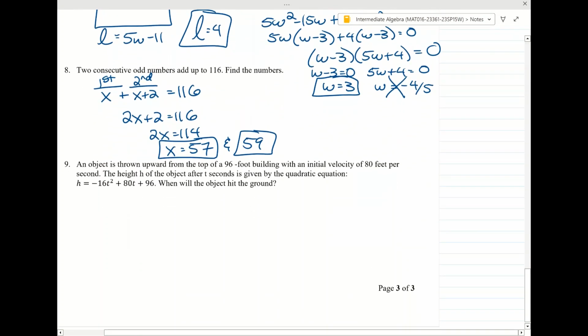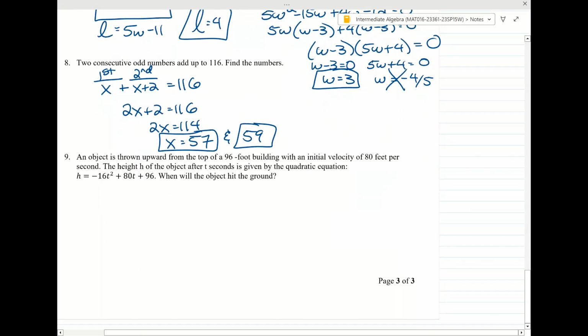All right, and then we have one more here, number 9. It says an object is thrown upwards from the top of a 96-foot building with an initial velocity of 80 feet per second. The height h of the object after 2 seconds is given by the quadratic equation this. When will the object hit the ground? It'll hit the ground when the height is equal to what?